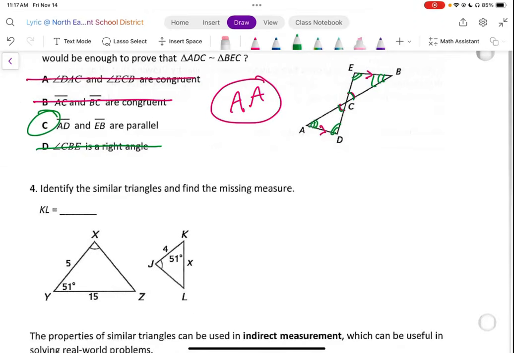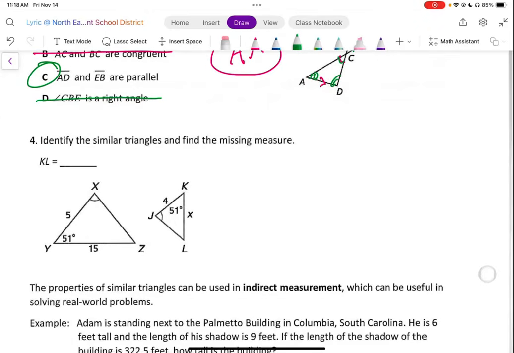Number 4, identify the similar triangles and find the missing measure. So it tells us that we have one matching angle at the 51, and then it tells us that we have another matching angle at J and X. So honestly, that's enough information for me to prove that these two triangles are similar. But they also give us these side lengths, so let's go ahead and write a proportion. The side lengths of one proportion should be 5 and 4, and the other one would be 15 and x.